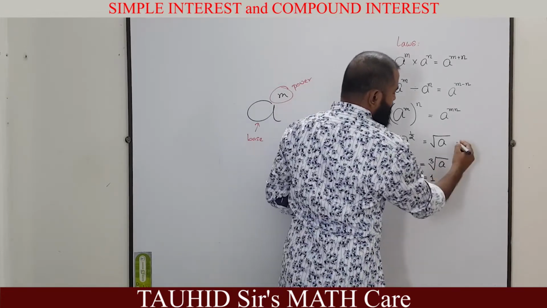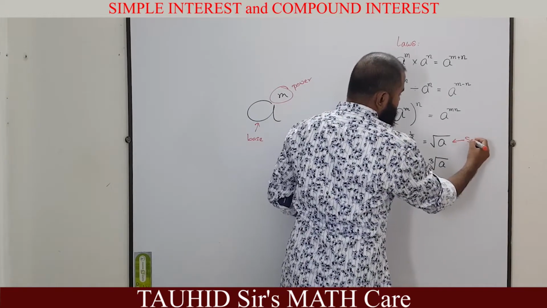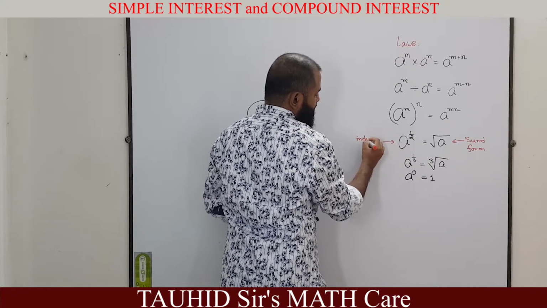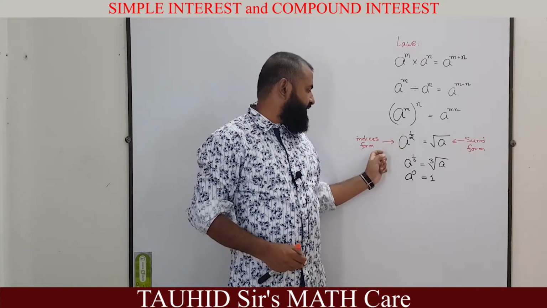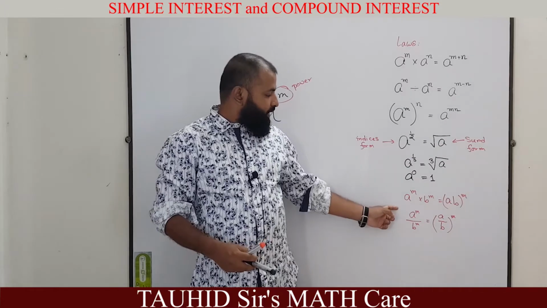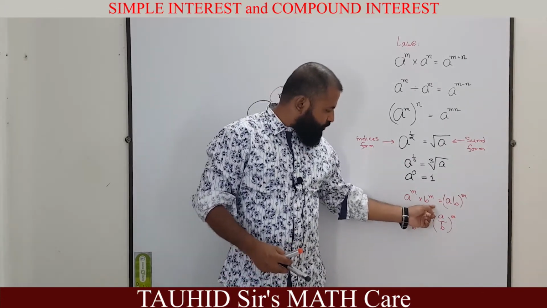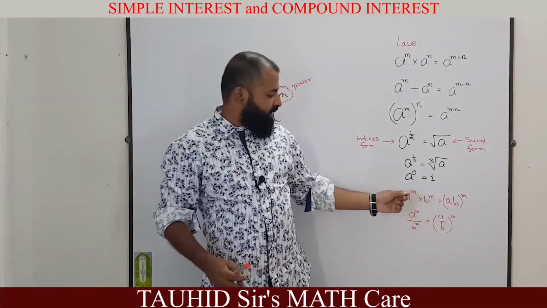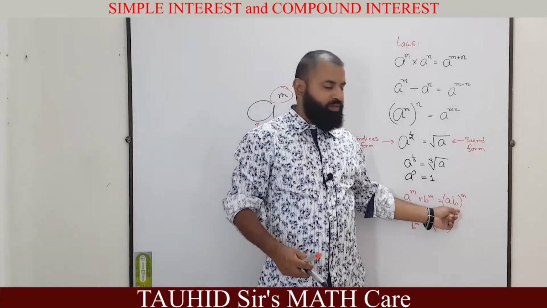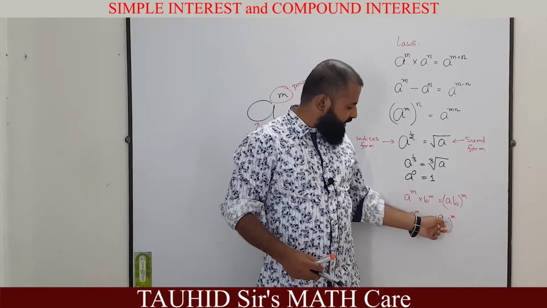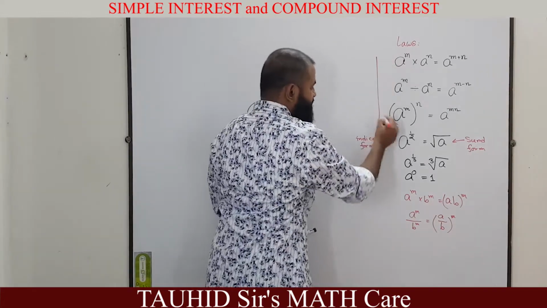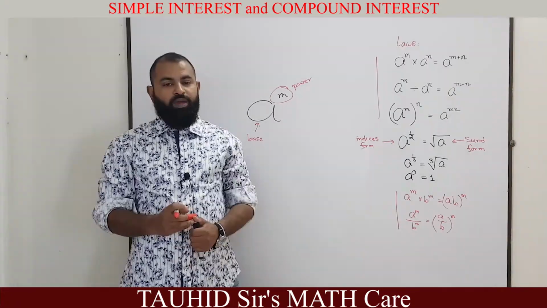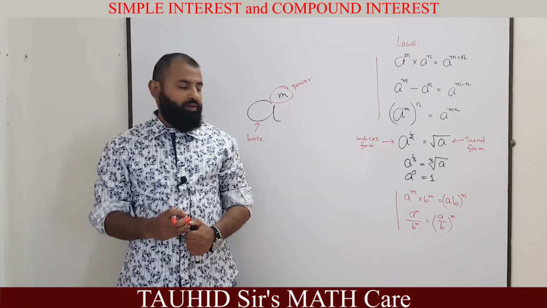This shape, root or cubic root, these shapes are called surd form, and a to the power something shape, these are called indices form. So a to the power half, this is indices form, and root a, this is surd form. There are two more laws, a to the power m into b to the power m. That means if the powers are same but the bases are different, then the answer will be ab whole to the power m, and a to the power m divided by b to the power m means a by b whole to the power m. These three and these two, there are 5 laws of indices that we should know for our mathematical problems in O level and A level.